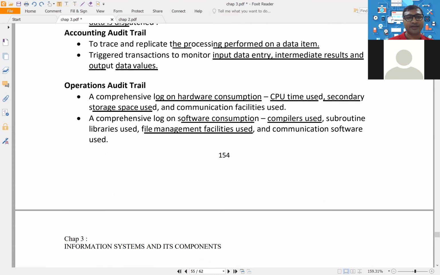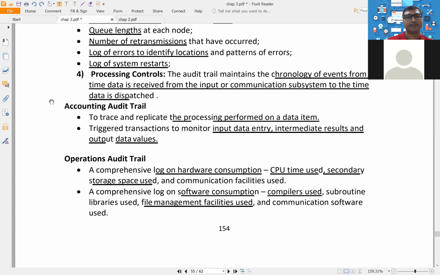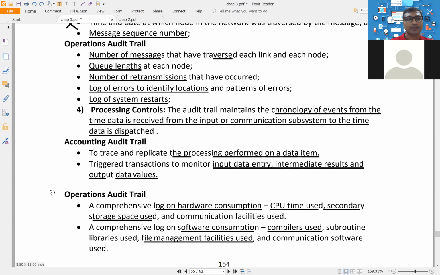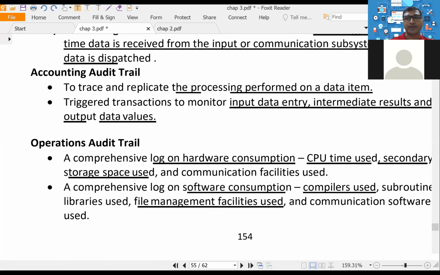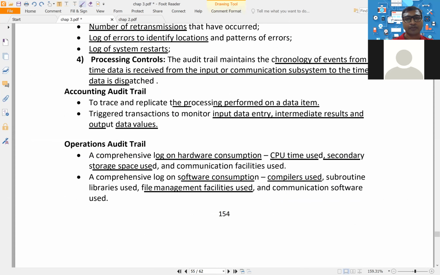Now after this communication, you will finally get processing control. Now processing control, so I told you that simple, remember, I give you the simple explanation for the points. You should just remember those things, nothing else. Okay, the important in operational audit trail, what you should remember, you can see log on hardware consumption and log on software consumption. Even if you try to remember these two words and write down something else in that, it is okay.